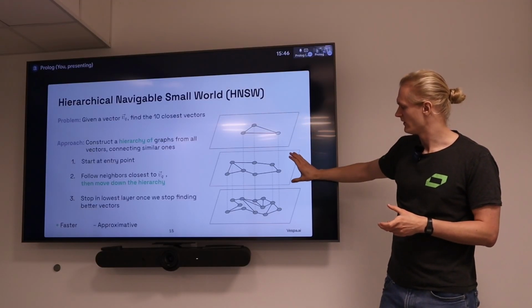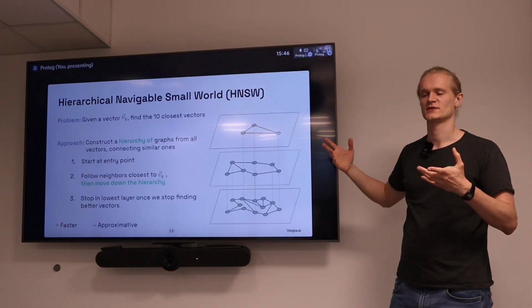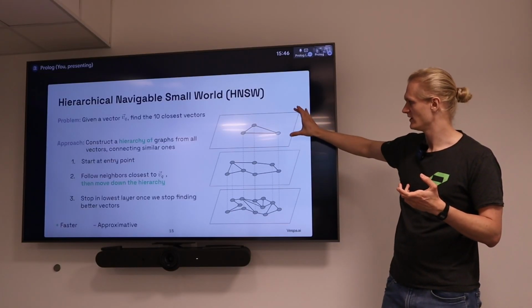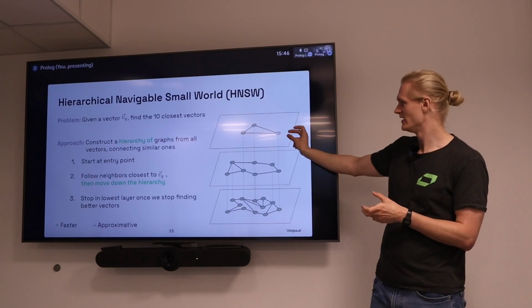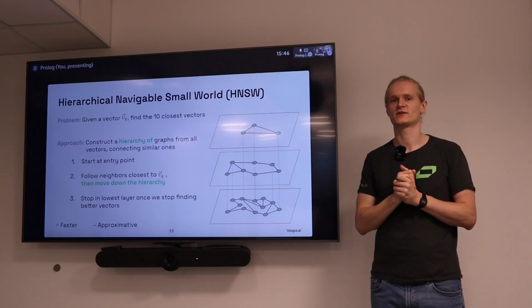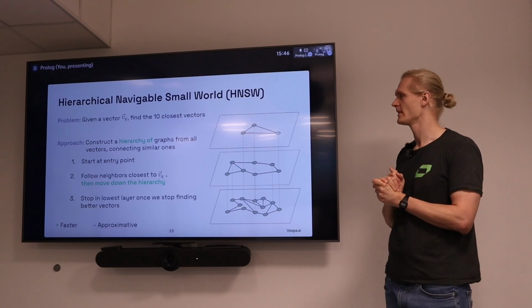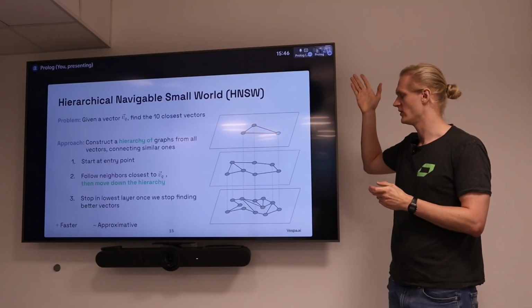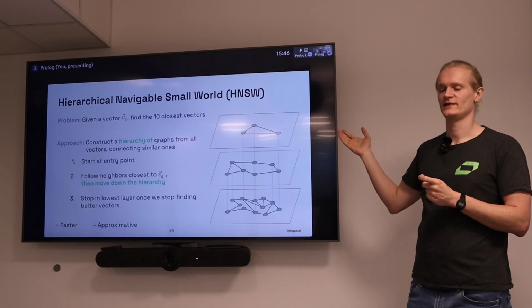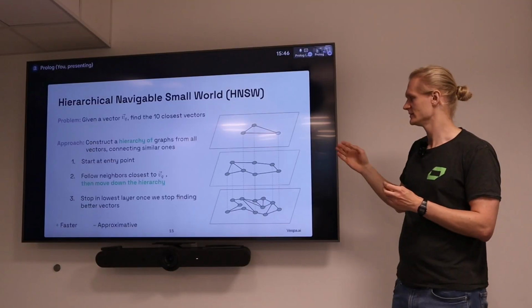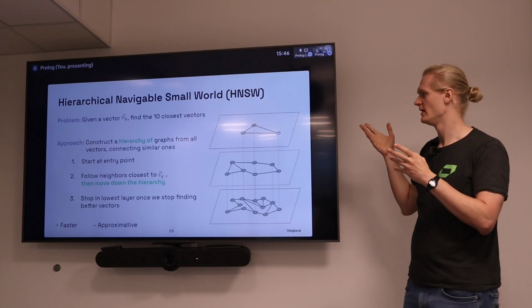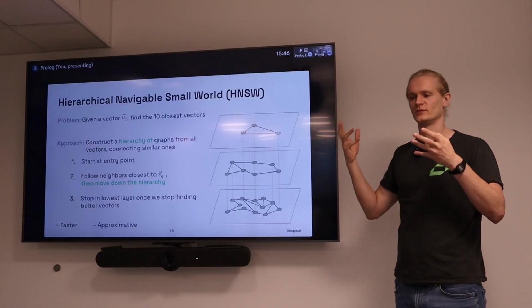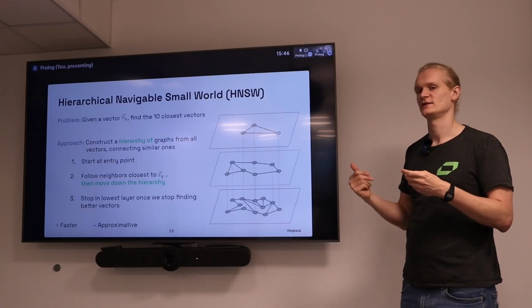On these levels, some of the vectors are actually missing. In particular, on the topmost layer, a lot of vectors are missing. There's just a few specific vectors from our database. And just like with NSW, we construct this index. Then when doing a search, we can use this index to get to the podcasts in our search results much faster.